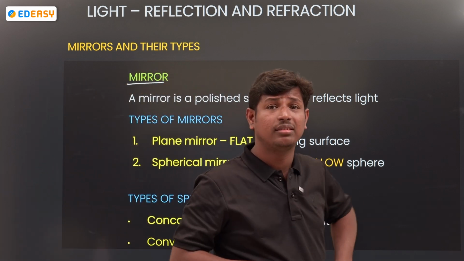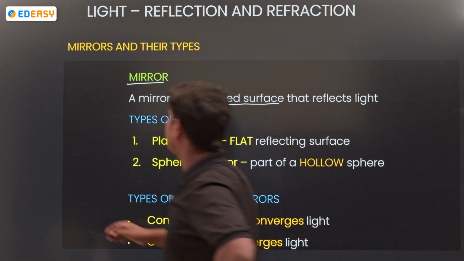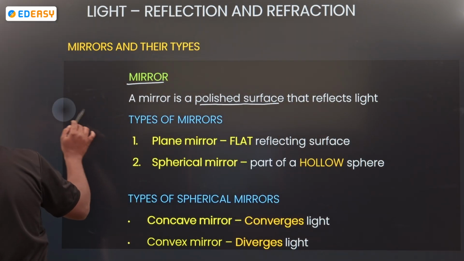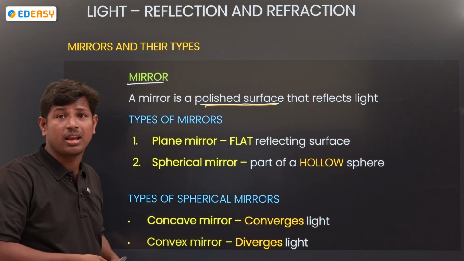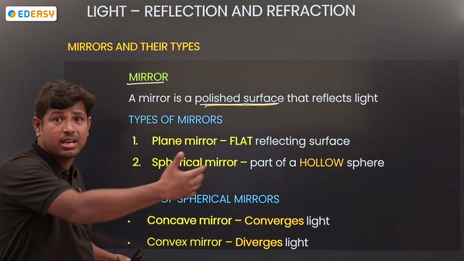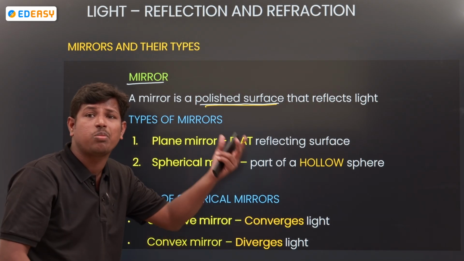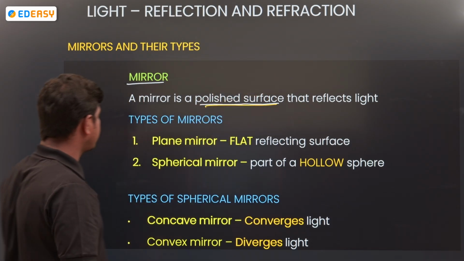What is a mirror? A mirror is a polished surface. That's why it is called a mirror. If you want to see your image, is it possible at any place? No, only on polished surfaces. That's why it is called a mirror. So in the mirror, what are the types we have?